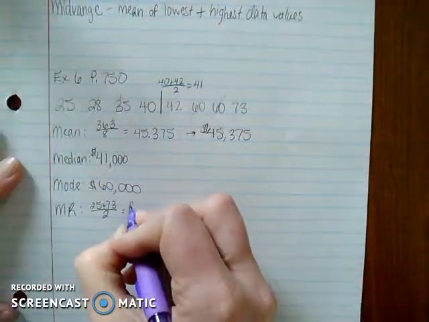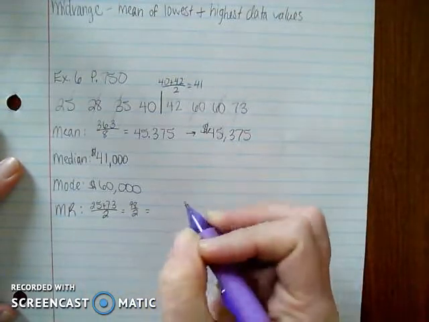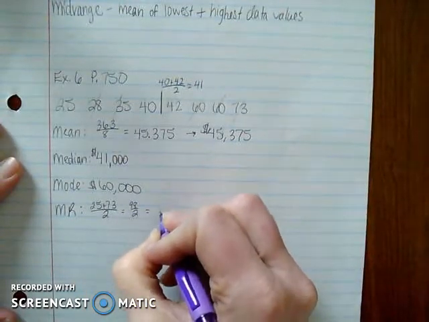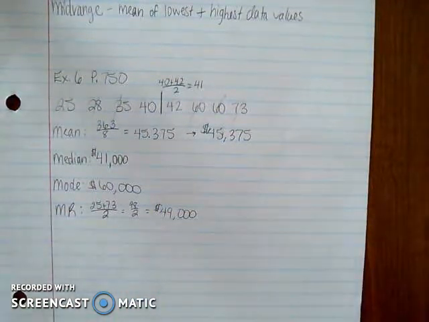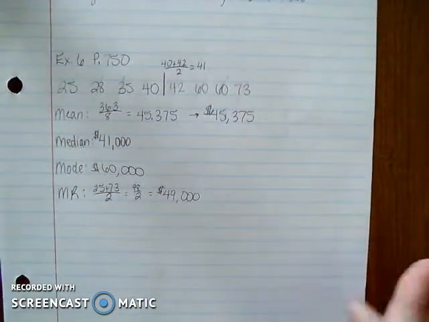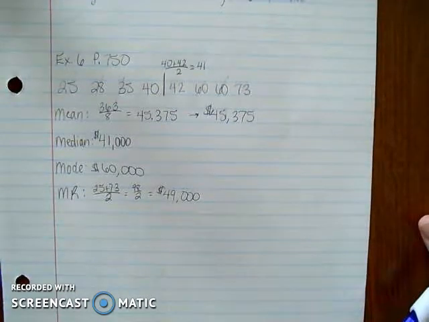So that's 98 divided by 2, which gives you 49,000. So there's your 4 measures of central tendency: mean, median, mode, and mid-range. Now you can see these answers are pretty different from each other. Okay, so here's what you have to think about.